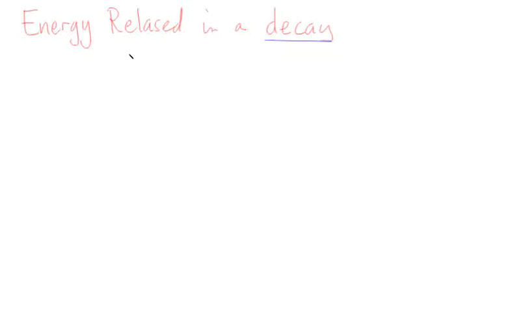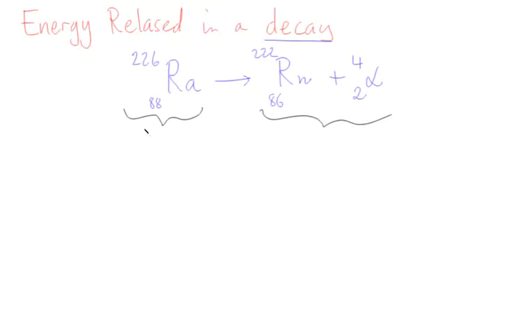Basically, let's have an example. We have the decay of radium. Radium-226 with 88 protons decays to radon-222 plus an alpha particle. Now, these are called the reactants. People in chemistry will be familiar with that terminology. We can work out the mass of the reactants, and we can work out the mass of the products.